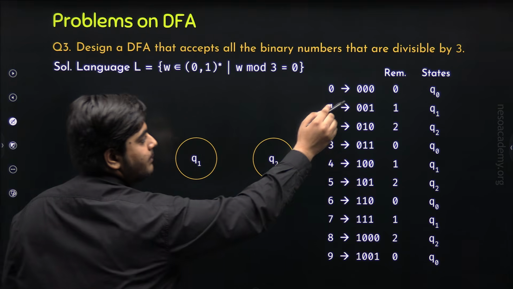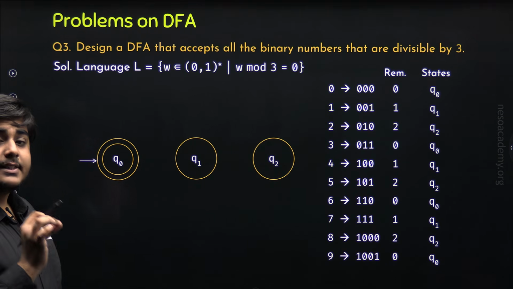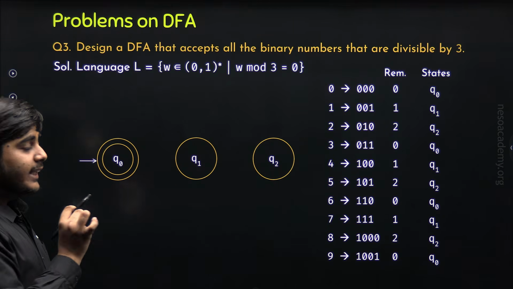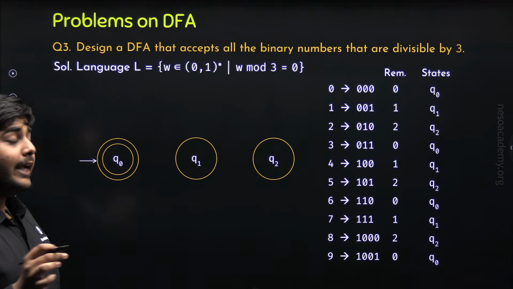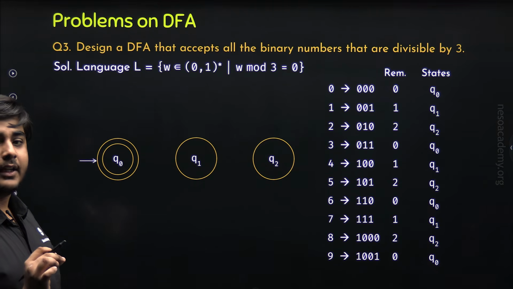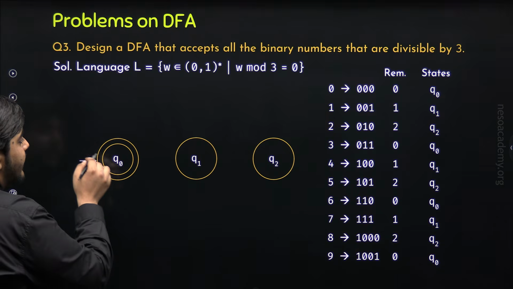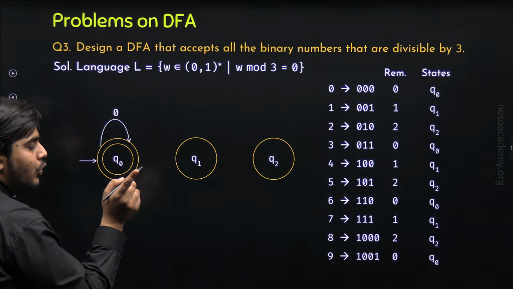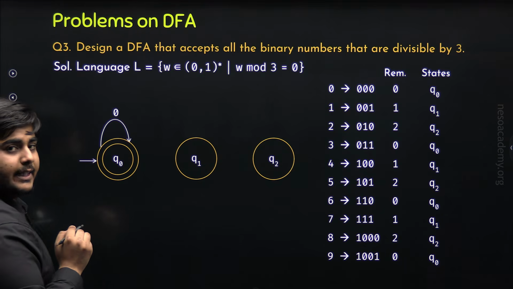So let's take the first input string, which is 0, 0, 0. As you can see, 0, 0, 0 is completely divisible by 3, leaving the remainder 0. That is why it will be accepted by our DFA. So in order to accept 0, 0, 0, we will simply create a self loop of 0 so that 0, 0, 0 can be accepted.